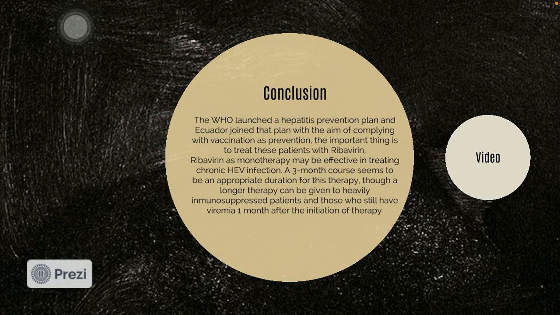Conclusions. The World Health Organization launched a hepatitis prevention plan, and Ecuador joined that plan with the aim of coupling with vaccination as prevention. The important thing is to treat these patients with ribavirin. Ribavirin as a monotherapy may be effective in treating chronic HEV infection. A 3-month course seems to be an appropriate duration for this therapy, though a longer therapy can be given to heavily immunosuppressed patients and those who still have viremia 1 month after the initiation of therapy.